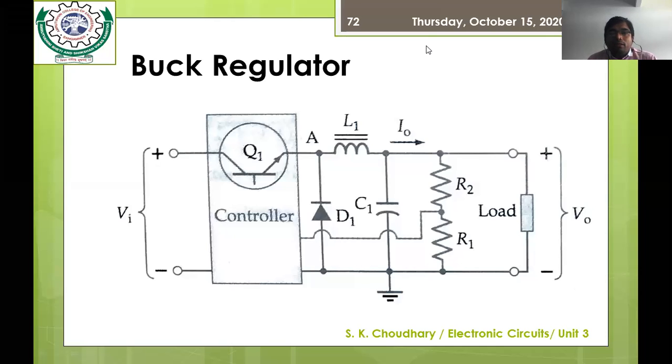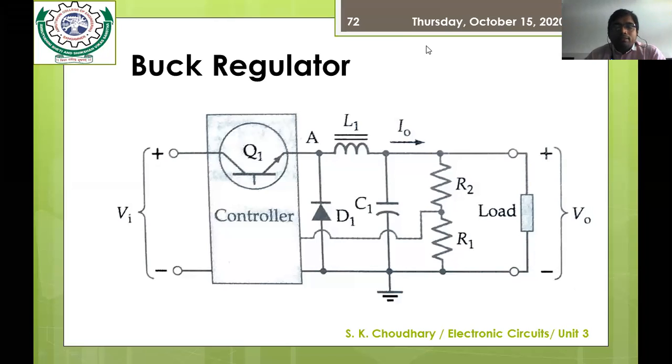So today in the subject Electronic Circuits, we will learn about the topic buck regulator, or step down converter, you can say. In the last lecture, we discussed SMPS. This is one of the types of regulated power supply.